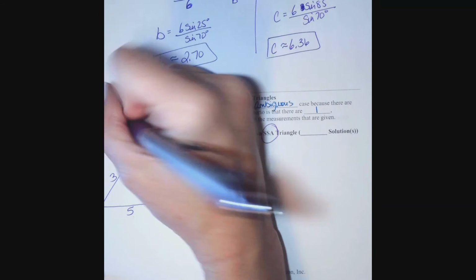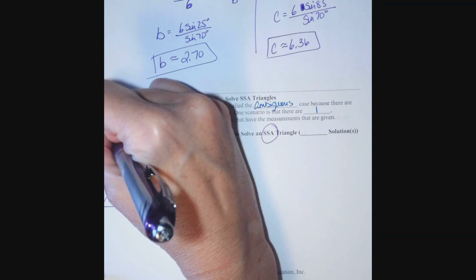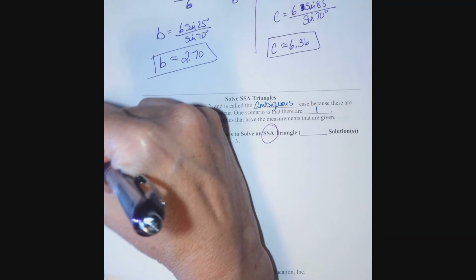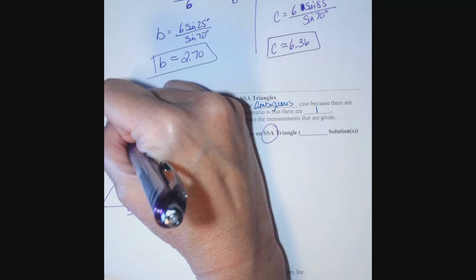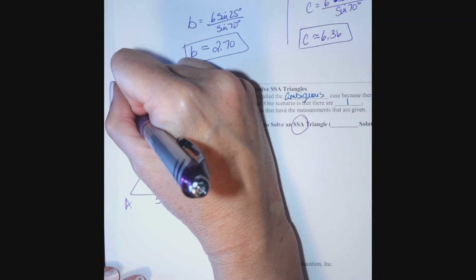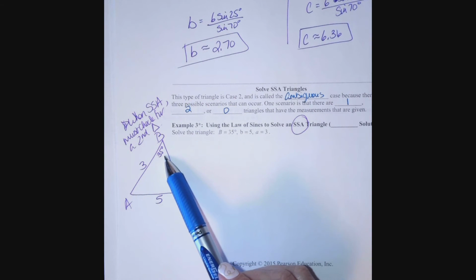When you're given side-side-angle, you must check for a second triangle. Those are the three pieces of information you're starting with, and you have to check to see if there's going to be a second triangle or not. I've only been given one angle, so I can't magically come up with these other two. I have to use what I know.